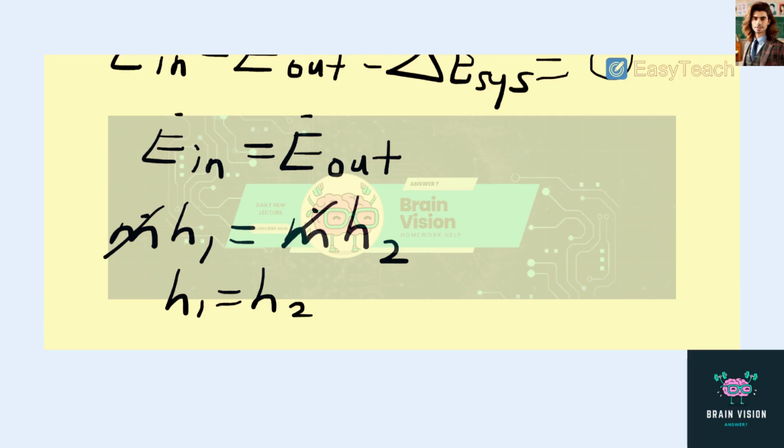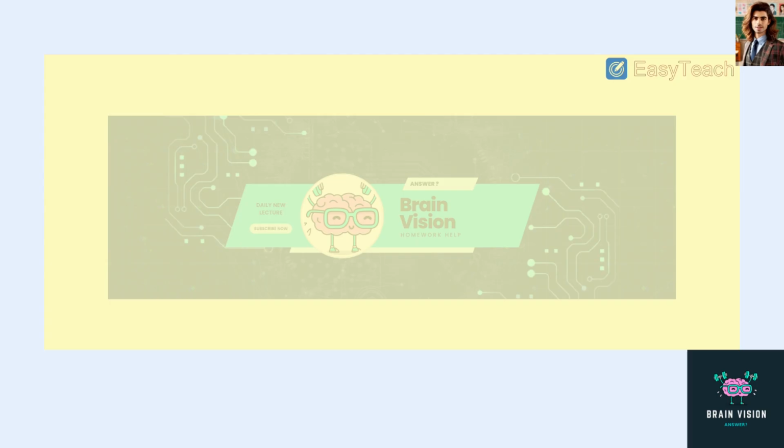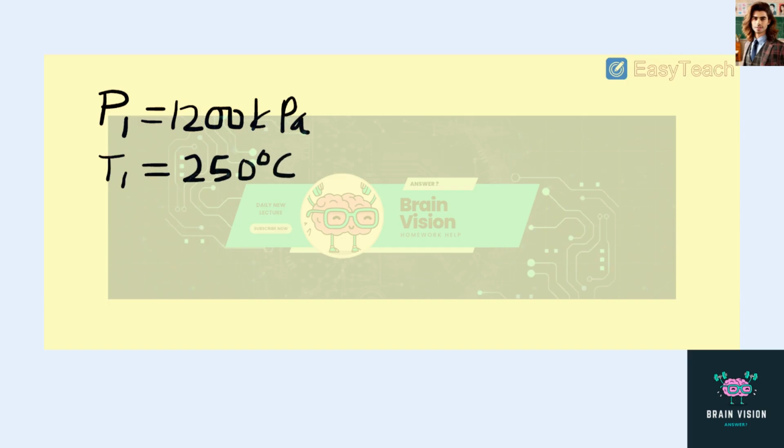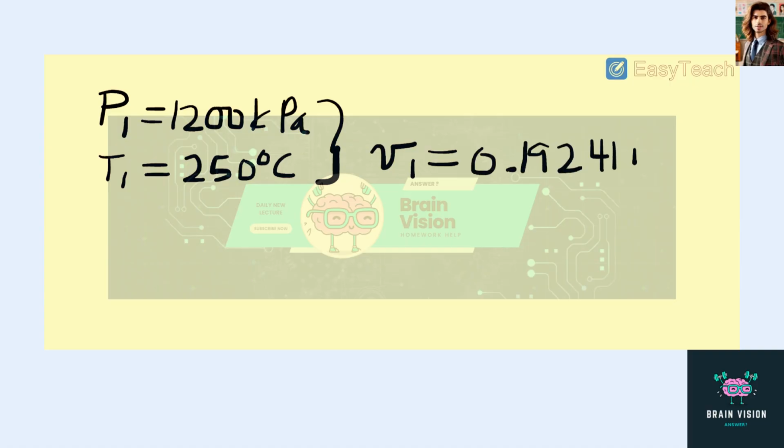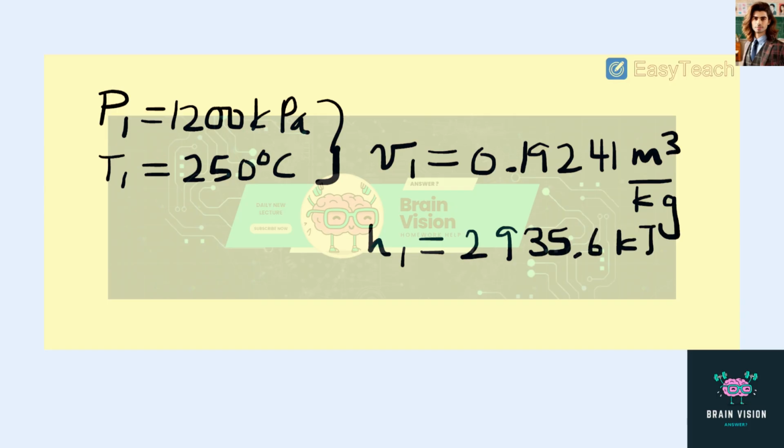Next, we're going to go ahead and look at the properties of the steam at the inlet and exit. So at the inlet, we know that the pressure is equal to 1200 kPa, and the temperature is equal to 250 degrees C. So with these two pieces of information, we know that the specific volume of steam at this state is 0.19241 cubic meter per kilogram. And we also know that the specific enthalpy is equal to 2,935.6 kilojoules per kilogram.